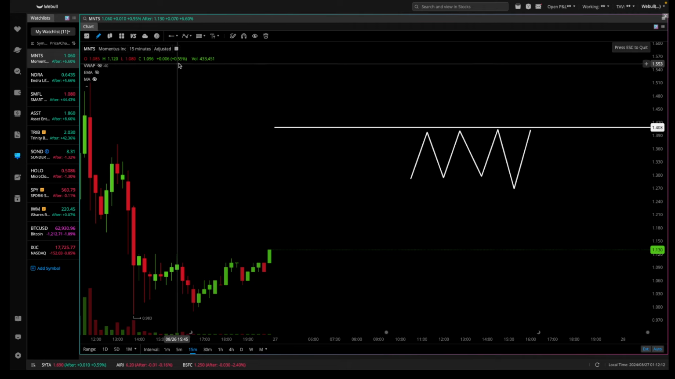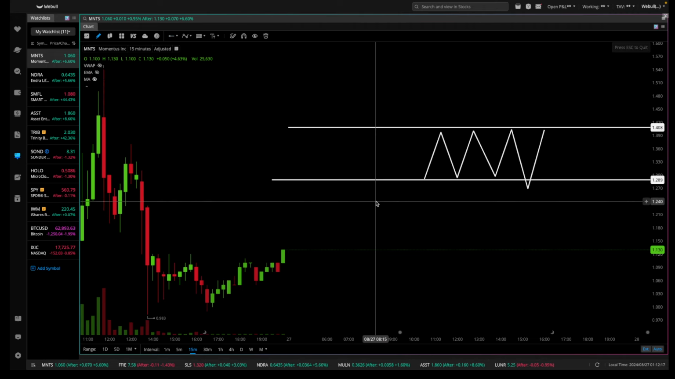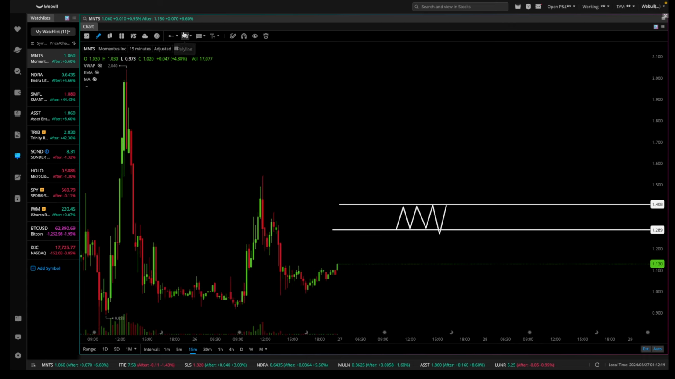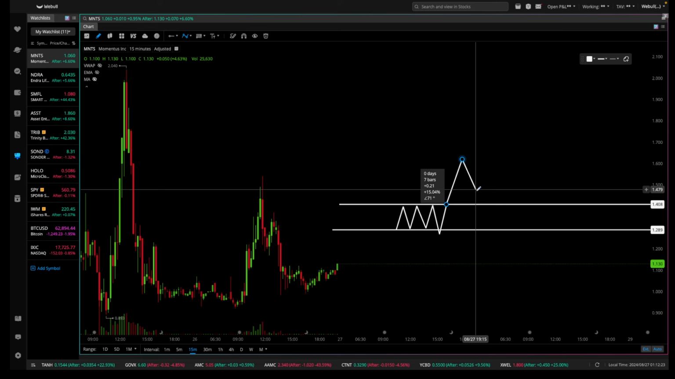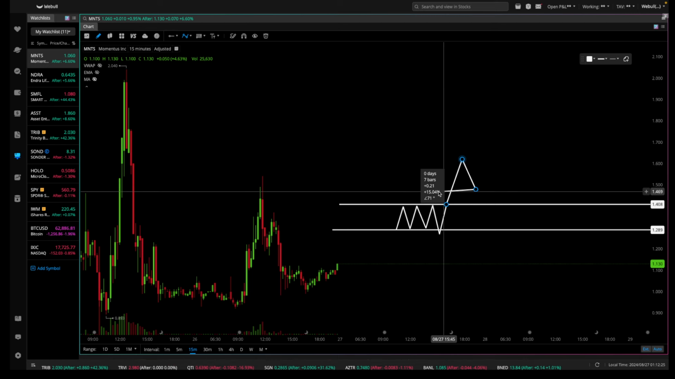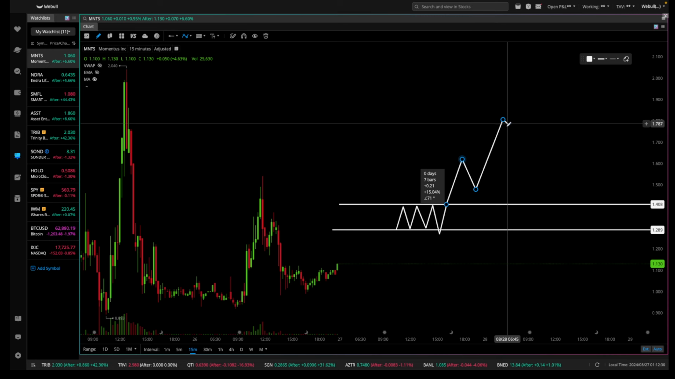So now let's go over the markup phase. Let's just mark this. So this is your markup there, right? It breaks out, it pulls back. A lot of people will take entries on this pullback, and then bang, gone. Now let's do the distribution phase.